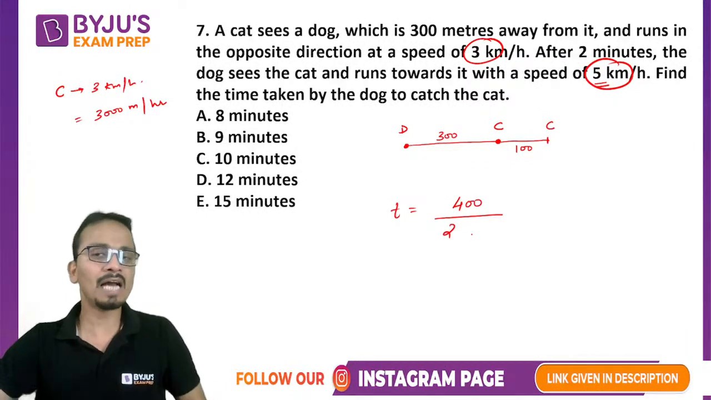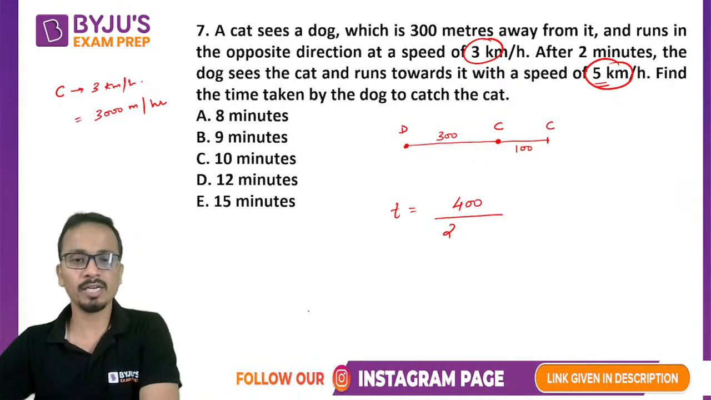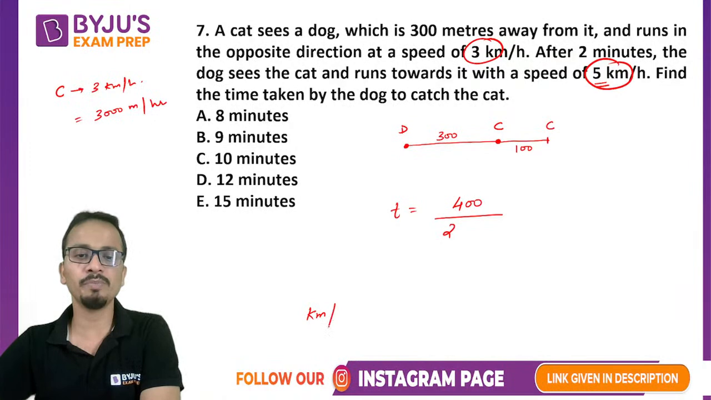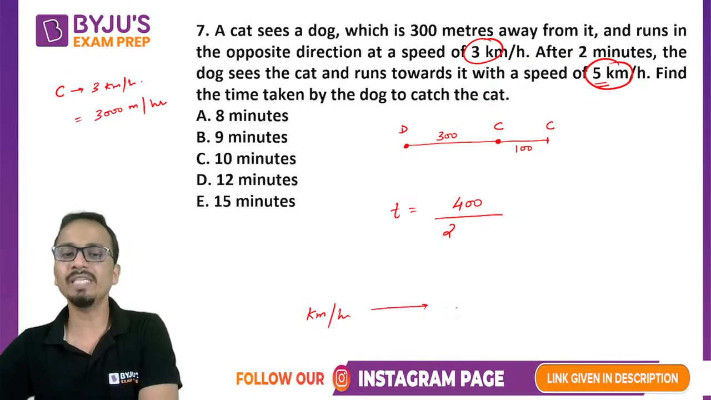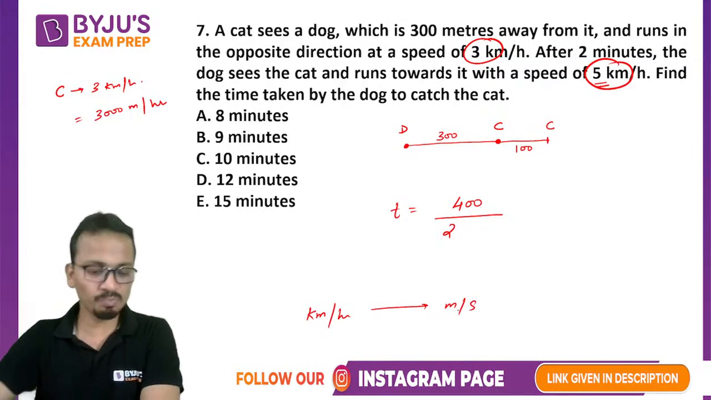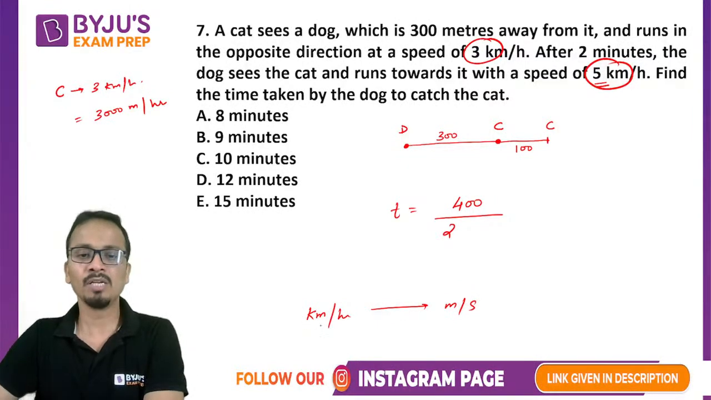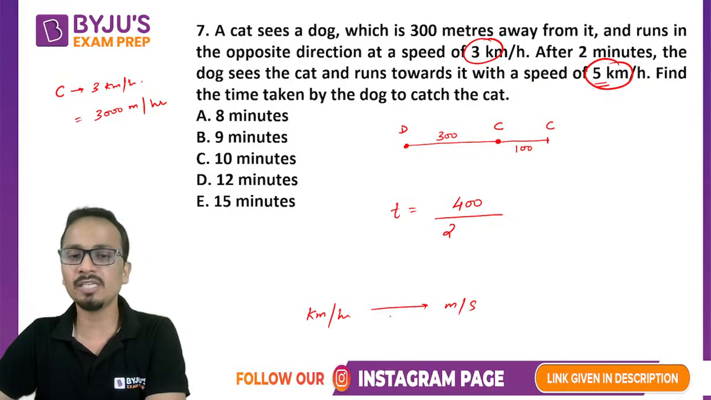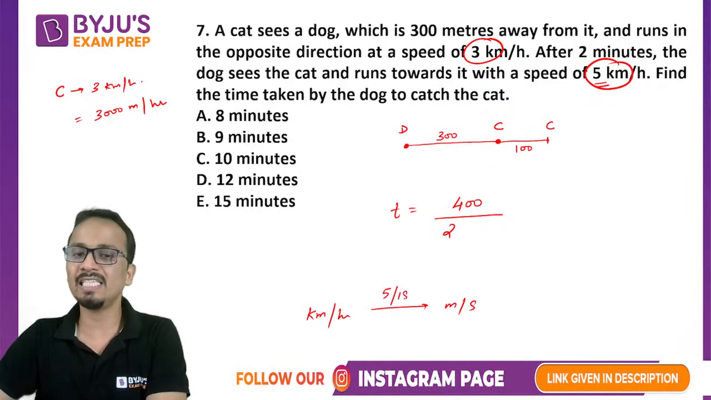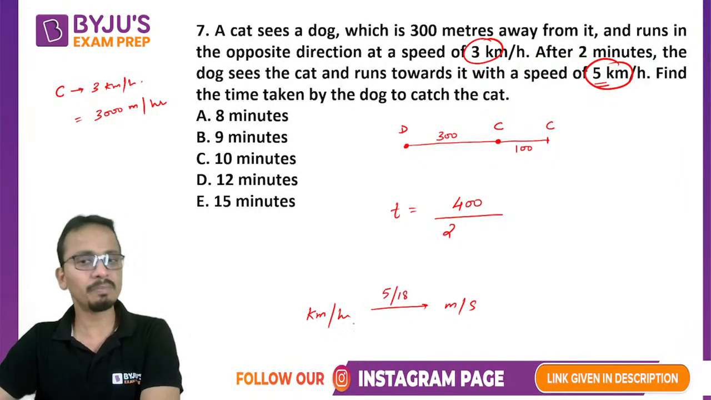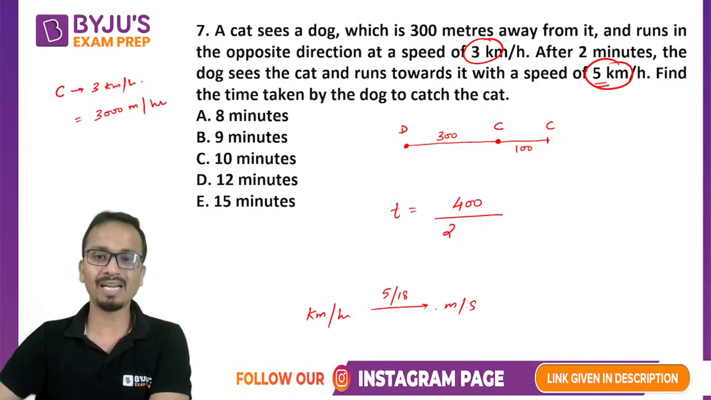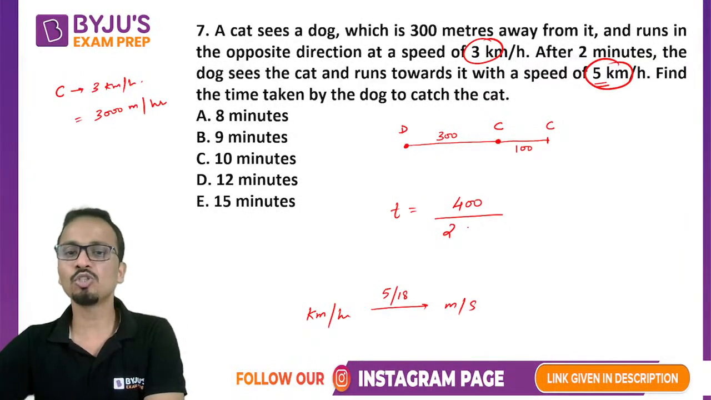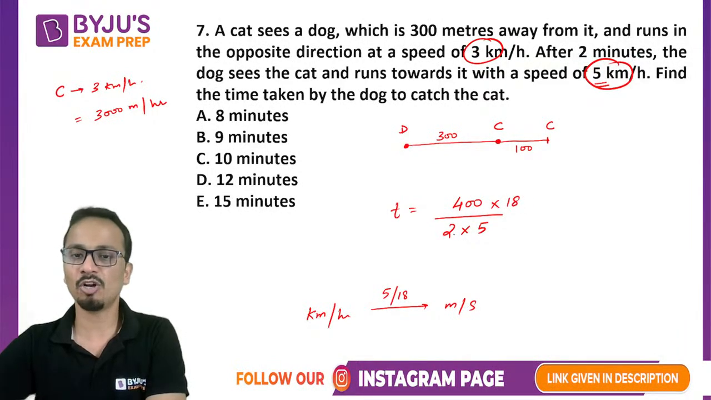Now kilometer per hour has to be converted to meter per second. So I'll write the conversion, kilometer per hour to meters per second. Can you please write this conversion, anyone? From kilometer per hour to meter per second, if I want to convert, I'll multiply it by 5 by 18, right? So 2 multiplied by 5 divided by 18. All right. So cancel, cancel, cancel.